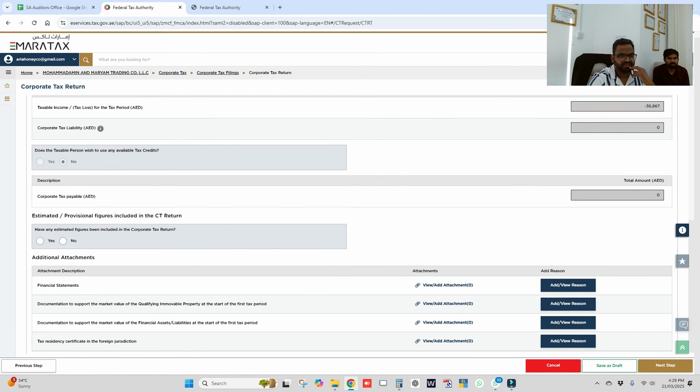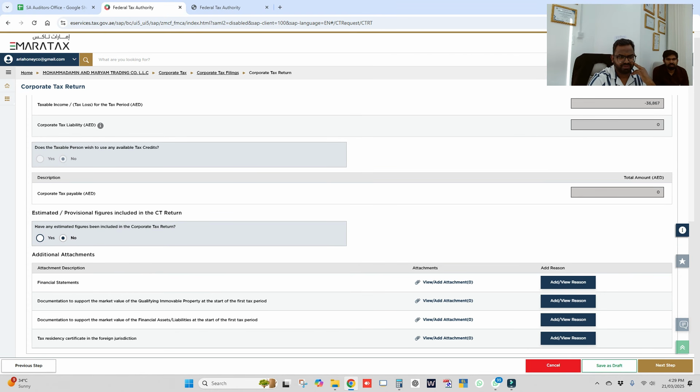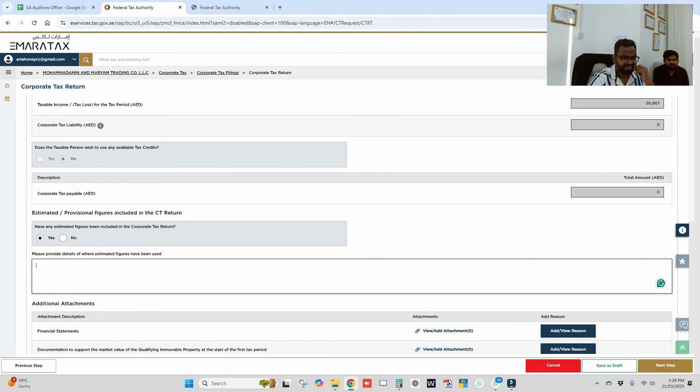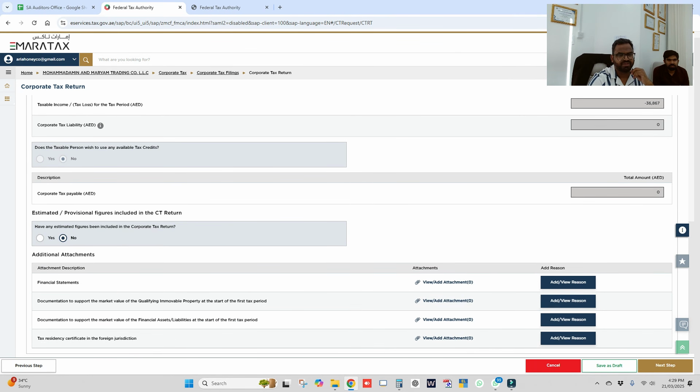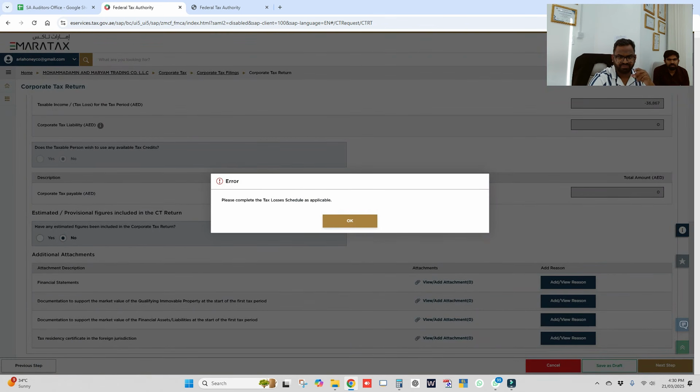Have the estimated figures been included in the corporate tax return? Provision figures, estimated figures, no. If you put yes, then you have to give details of what kind of estimated figures you have taken. Financial statement you have to upload. Documents to support the market value of the qualifying immovable property at the start of the year. Documentation support for the financial asset, financial liability at the start of the first tax period. Tax residence certificate in the foreign country. If you have it, you can put it. It's not mandatory right now.